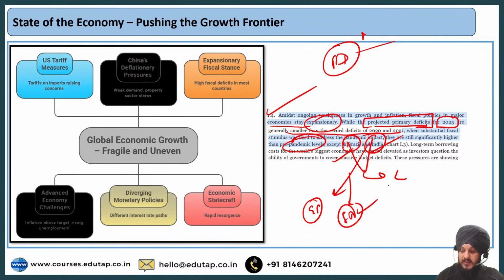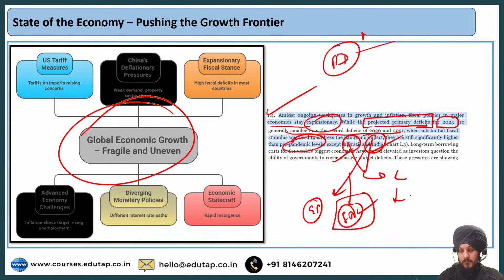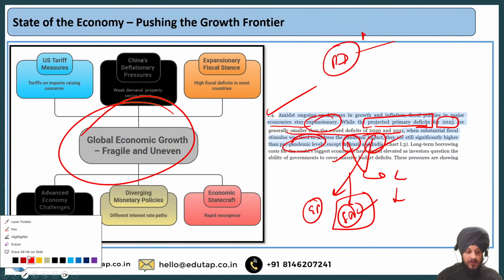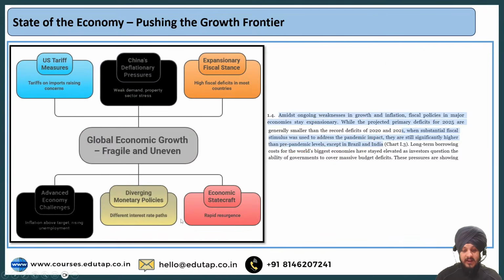So this is the major important push that is there in context to India, and that is why the Indian economy, because of this global fragmentation, has been lesser impacted as compared to the major advanced economies. So this is what it says. Now the next point is regarding economic statecraft.